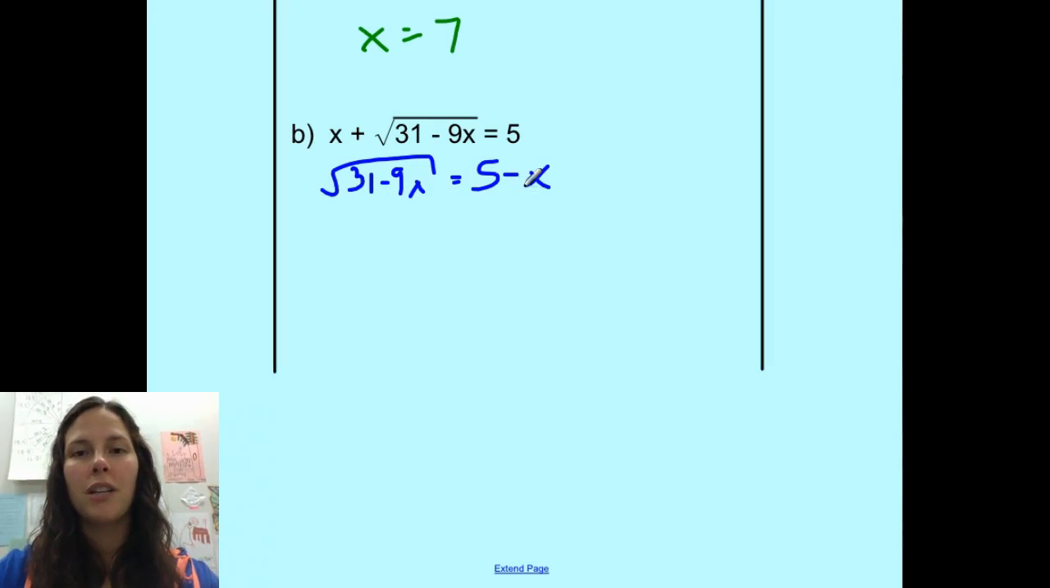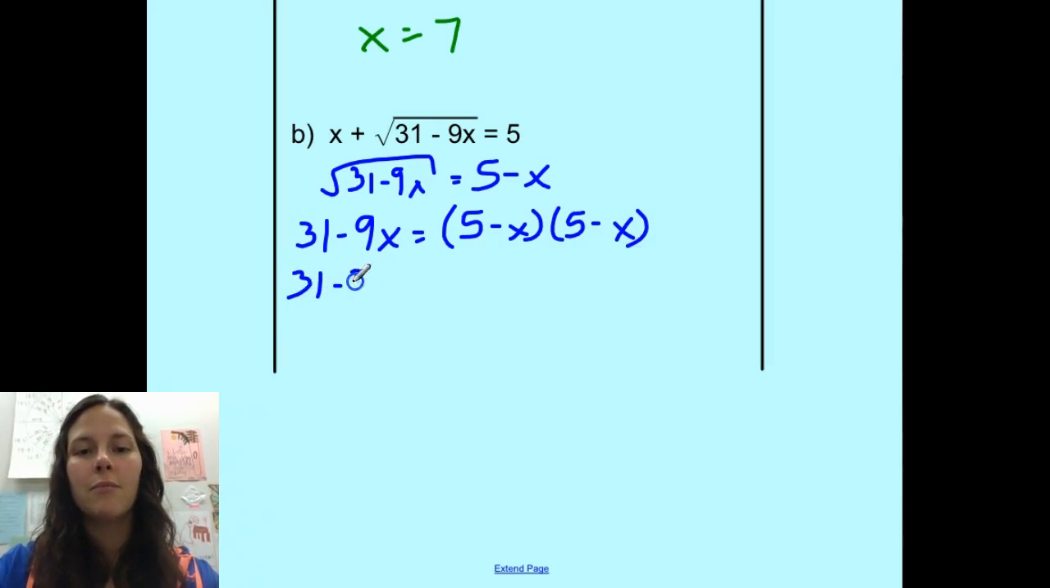We have a binomial on the right-hand side. So when we square both sides, we cannot square each piece individually. Remember, squaring means multiply it by itself. So we'll have to FOIL on the right-hand side. Our left-hand side is simplified, so we're going to leave that alone for now.